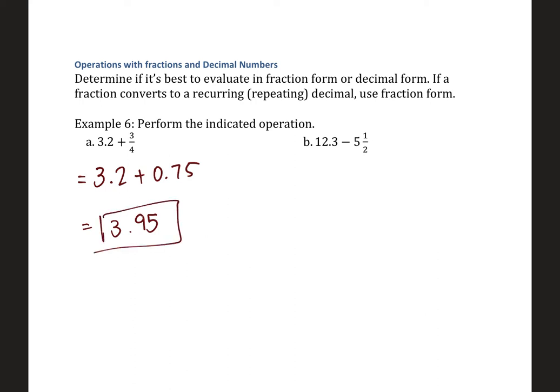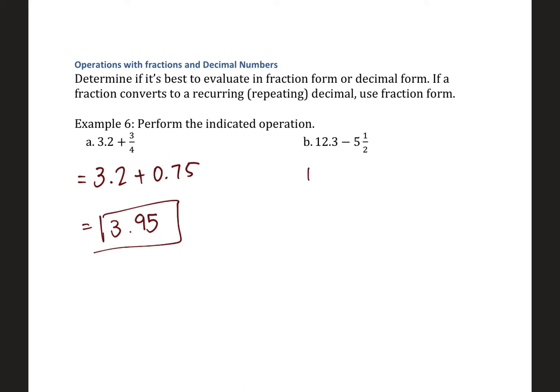So on your own, if you're doing this by hand, you'll just align the numbers according to place value and then add down. For this one on the right, 5.5, I know I can convert easily. 1/2 is the same as 0.5. It is pretty useful to memorize some of them, like 1/2, 1/4, 3/4, things like that, because you can convert very easily from that.